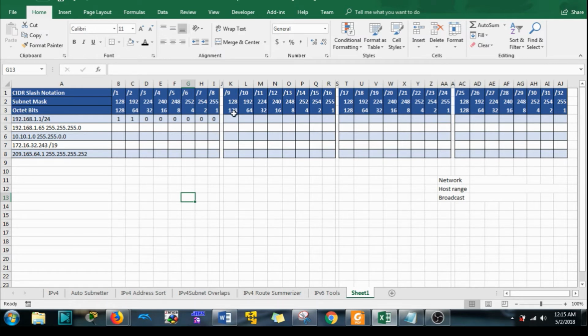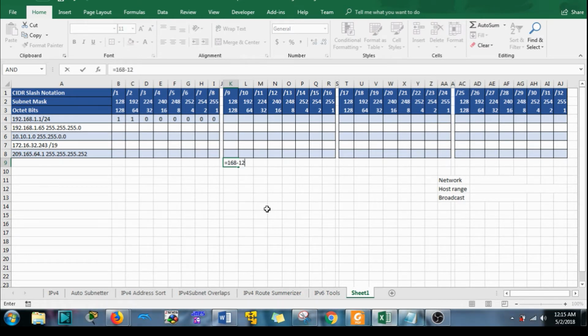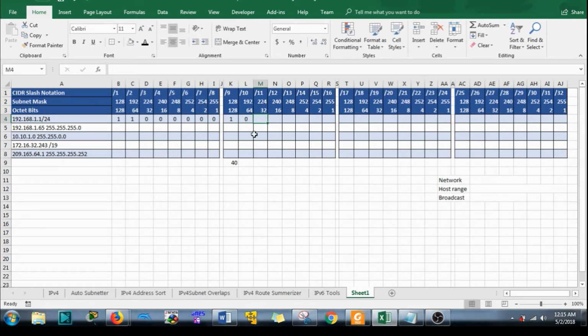168. How many 128s can go into 168? So 168 minus 128, so at least one, of course. How many 64s can go into 40? Well, 0 of those. How many 32s can go into 40? At least one. So that leaves a remainder of 8.